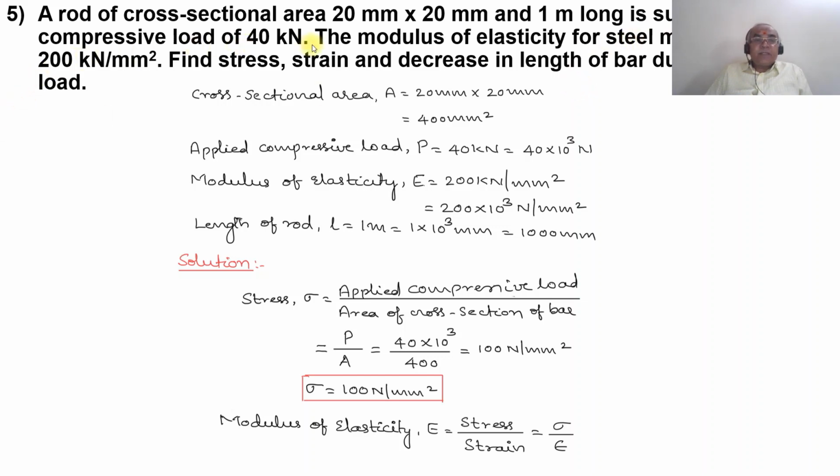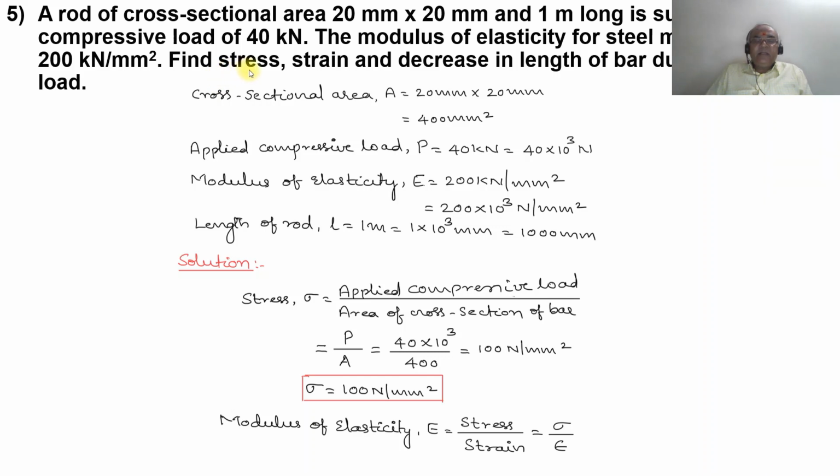Is subjected to a compressive load of P. Applied compressive load P will be equal to, that is capital P, 40 kilonewton. 40 into 1 kilo is equal to 1000 Newton. So 40 into 1000, you are going to get 40 into 10 to the power of 3 Newton. The modulus of elasticity for steel may be taken as 200 kilonewton per mm square. So that means Young's modulus of elasticity, E, is given by 200 into 10 to the power of 3 Newton per mm square.